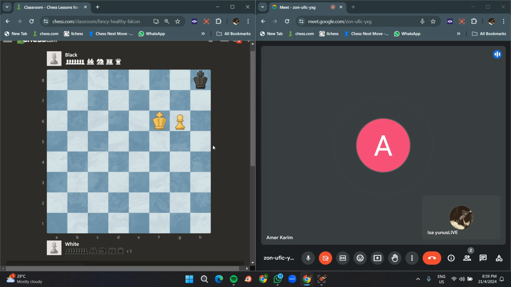White is winning. Black moves king over here. So what is the best move for white? Pushing pawn. Very good. So he should move this side, and then you can occupy the key square. Yes, and pushing this. Good. Very good, Isa.